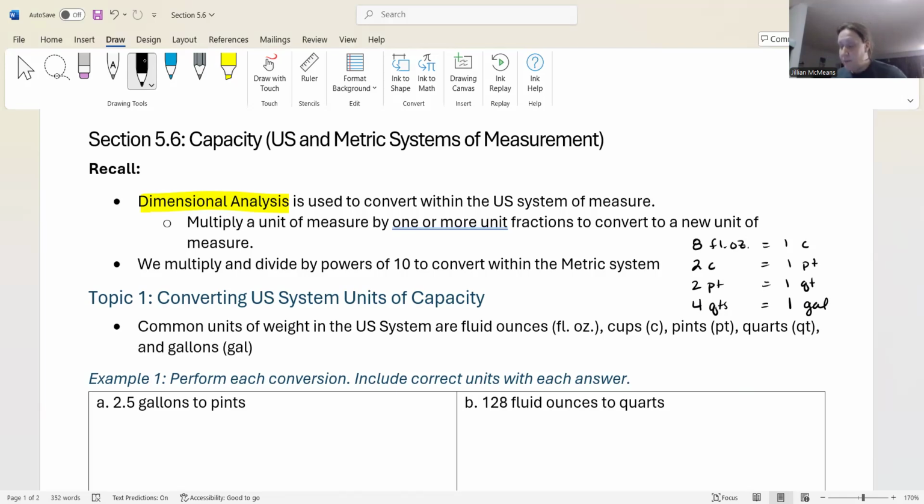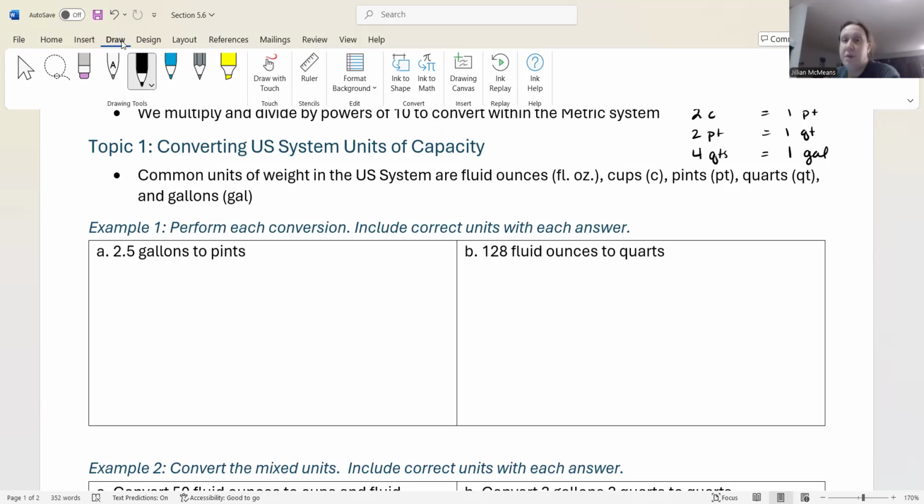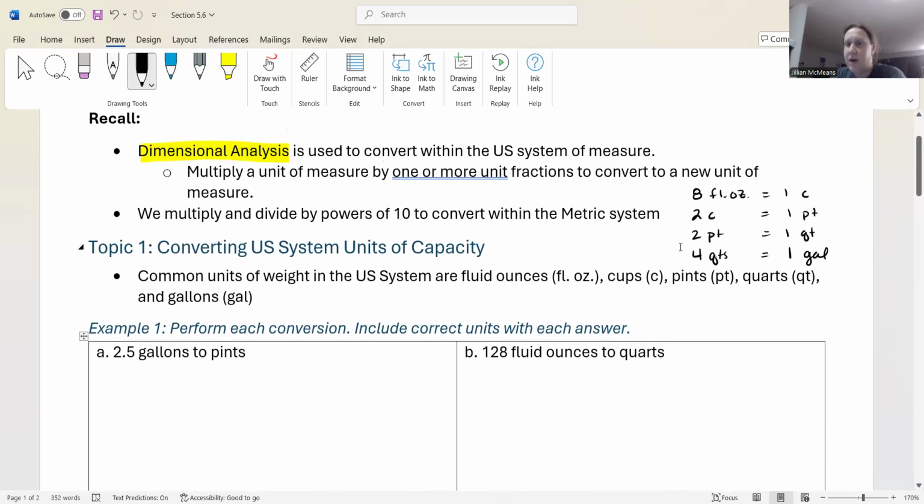Okay. So let's see, example one here. Let me scroll up a little bit. So example one here says perform each conversion, include correct units with each answer. So for part A, we have 2.5 gallons to pints. And if you go back to the conversions that I have written up here, we don't have a conversion that takes us directly from pints to gallons, but we can go pints to quarts, quarts to gallons, or we could go quarts to gallons and then quarts to pints. Okay. So the process here for us is going to be just that. We're going to have to use 2 unit fractions. So we're going to go gallons to quarts and then quarts to pints, and that'll do our conversion for us.